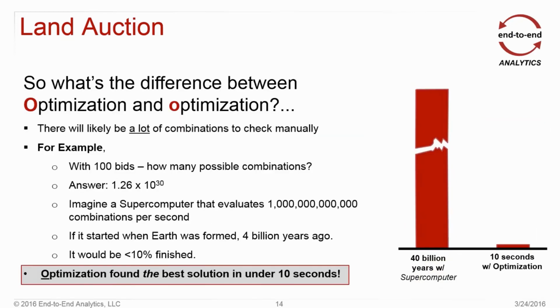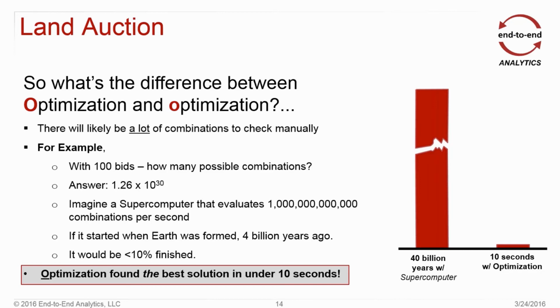So when we talk about the difference between big O optimization and little o optimization, this is a great example to illustrate that. Now, suppose there's 100 bids that are put. There's 1.26 times 10 to the 30 combinations. So for somebody to sit down with a spreadsheet or a pencil and paper or whatever other tool you can imagine and try to figure out what the best solution is by hand, it's unlikely they're going to come up with it.